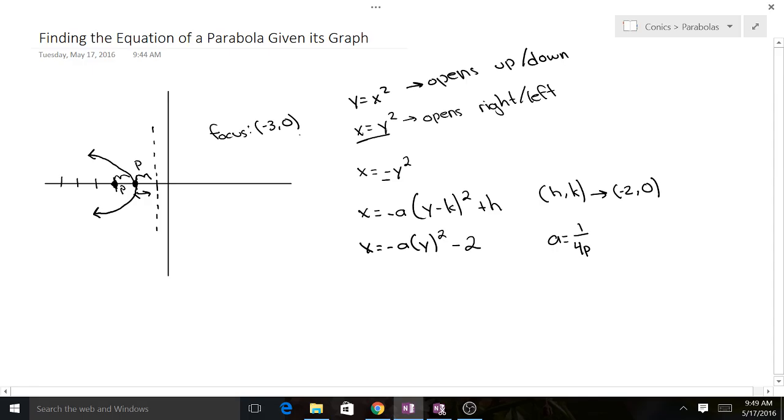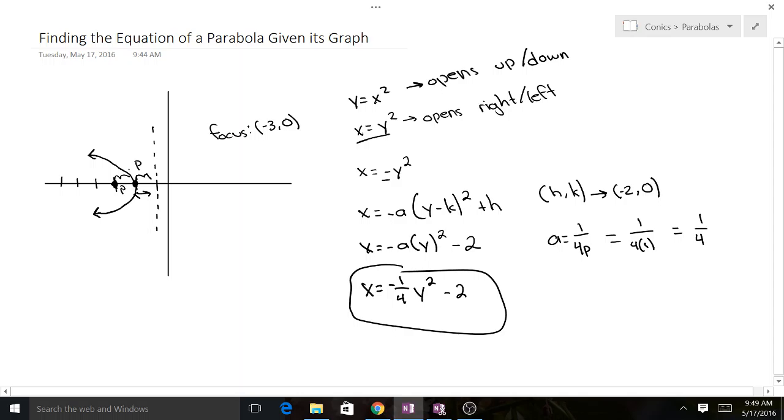Well, that tells me that the distance between the focus and the center, and the directrix and the center, is just 1. So p is going to equal 1. So a equals 1 over 4 times the p-value of 1, so a equals just 1/4. Well, we can plug that in. Then we have x equals negative 1/4 y squared minus 2. And that's our final answer.